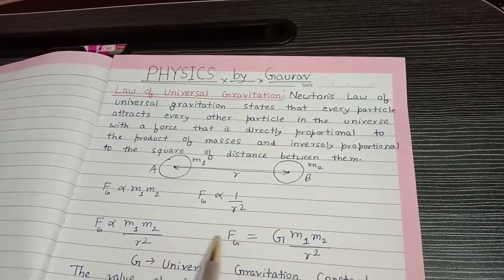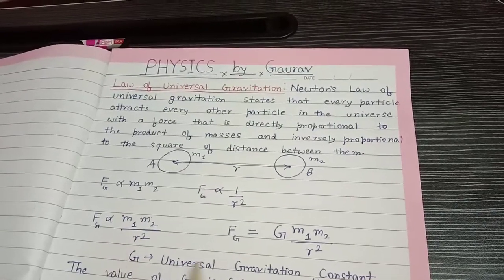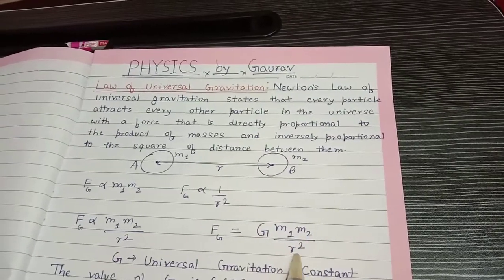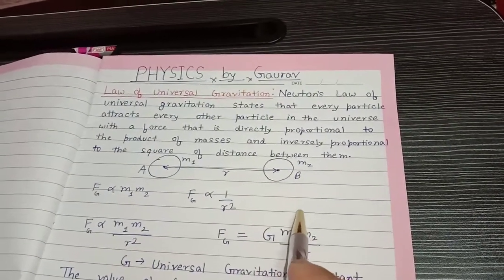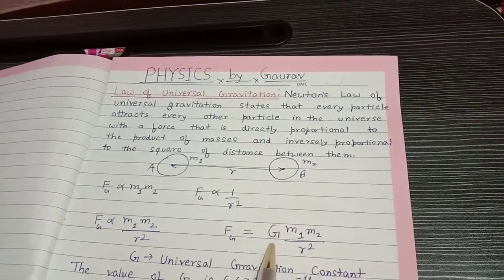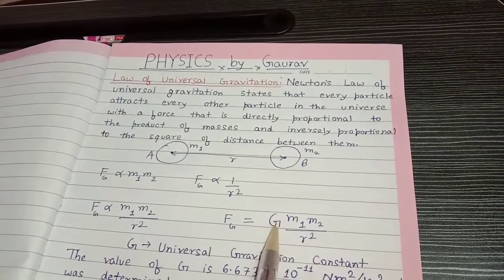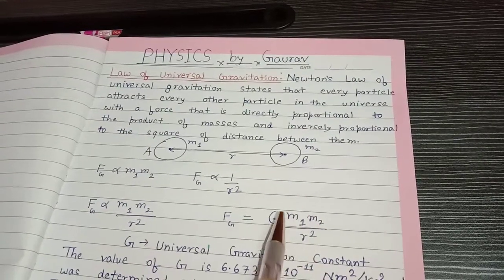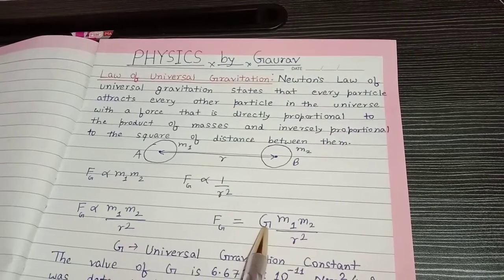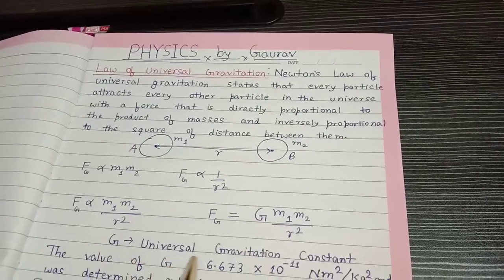Now if we remove the sign of proportionality, we get a constant of proportionality. That means we get Fg, the force of gravitation, is equal to G m1 m2 by r square. This G is a constant of proportionality, denoted by capital G. Do not confuse the small g and the capital G. There's a vast difference between them. The small g represents the acceleration due to gravity and the capital G represents the universal gravitation constant.